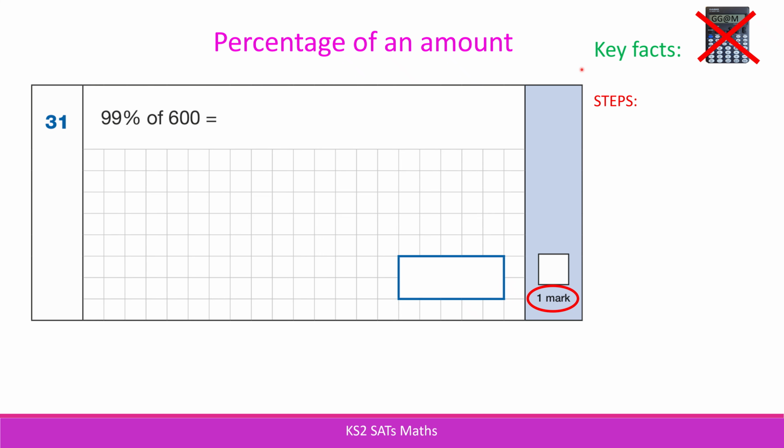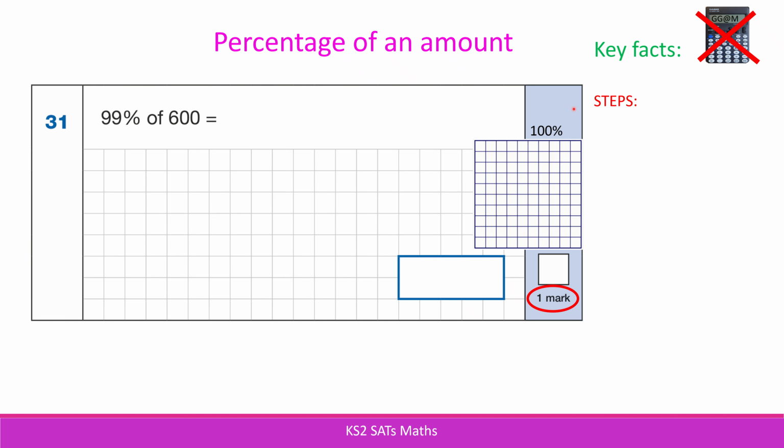So our key facts. We need to follow the following steps, but before we do that, we just need to understand what a percentage is. Now remember, a percentage is out of 100. On the grid here, you can see there are 100 squares because there are 10 going down and 10 across. So 10 times 10 gives me the 100. So this is a 100 square grid. Now 1% is one little square. So each square on this grid is equivalent to 1%.